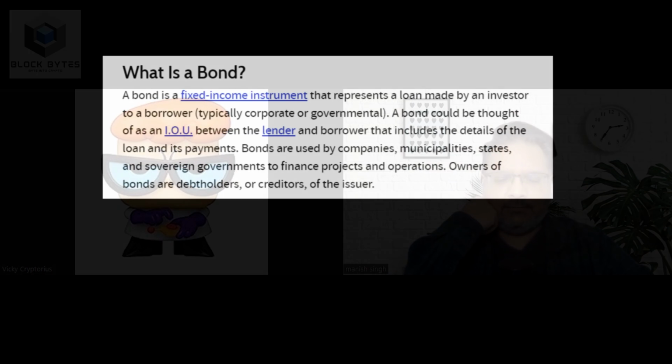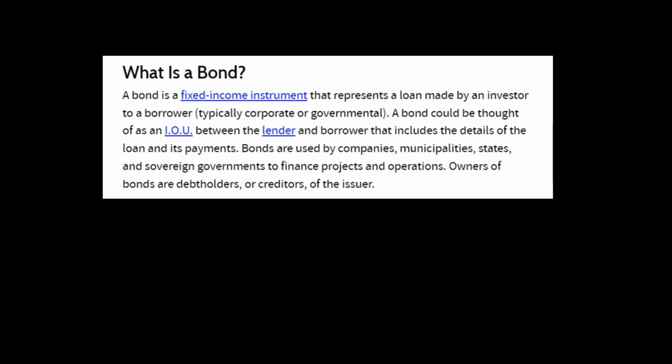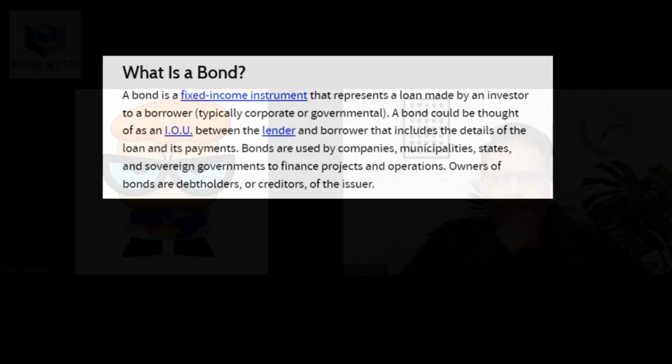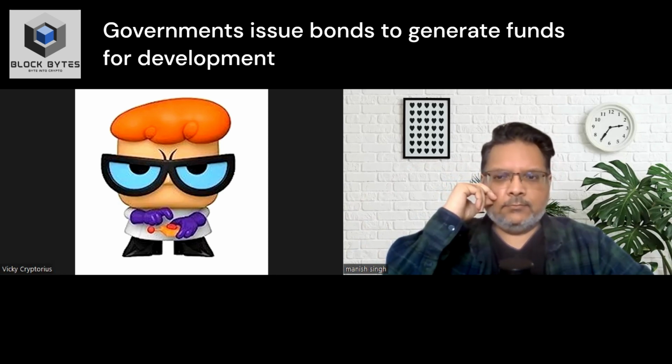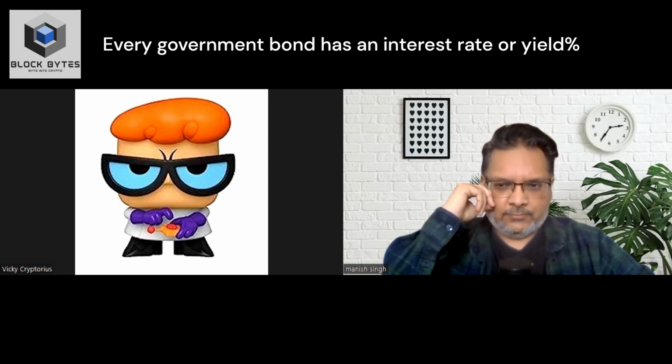A bond is basically a fixed income instrument that represents a loan made by an investor to a borrower, typically a government or even corporates. Any government, be it the Indian government or the US government, issues bonds to the public and generates money to use for fueling the economy. They get the money from the borrowers and pay an interest rate depending upon the period mentioned in the bond.